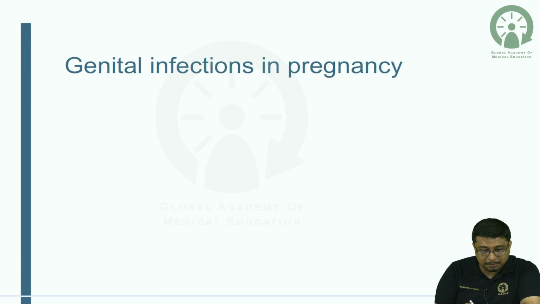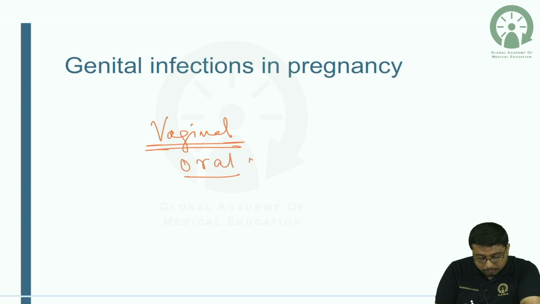Genital infections in pregnancy are to be treated with drugs that act through the vaginal route, not the oral route. Oral route is contraindicated. Vaginal or local route is preferred.